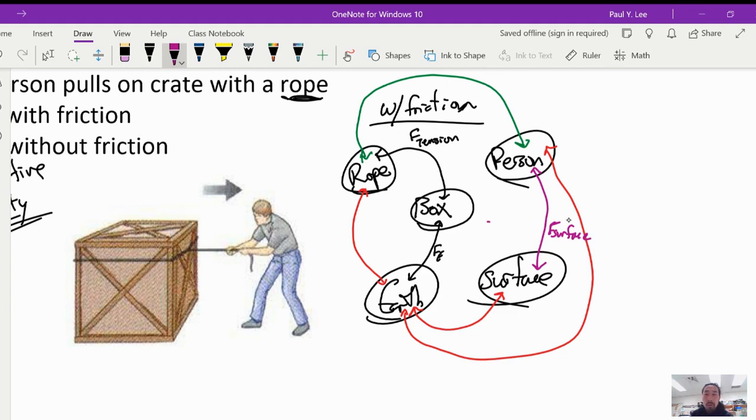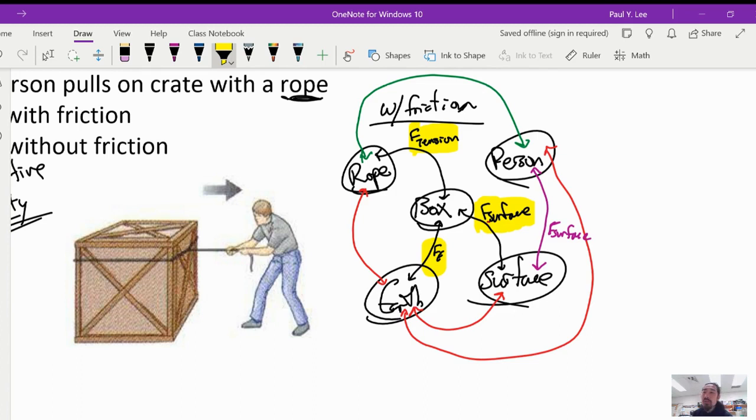All right, cool. And what about the box and the surface? Is the box interacting with the surface? And the answer is yes, because the box is on the surface. And we'll call that F of the surface. All right, so with all of this, we can see that there's only three objects that are interacting with the box. That is the rope, that is the earth, and that is the surface. Okay? Very important that you see that the person is not interacting with the box.